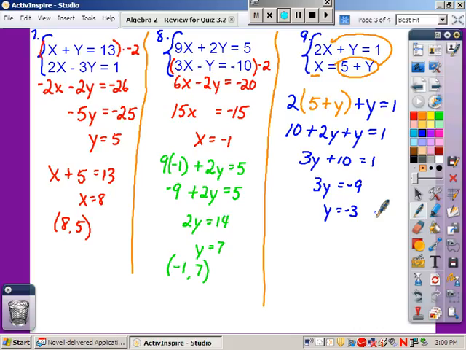So if you look at this, I'm going to take this back up to my original problem now. y is -3, so what I really have is x equals 5 plus -3, that means x equals 2. Final answer is 2, -3.